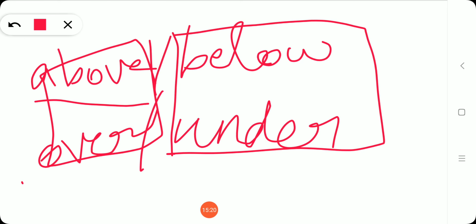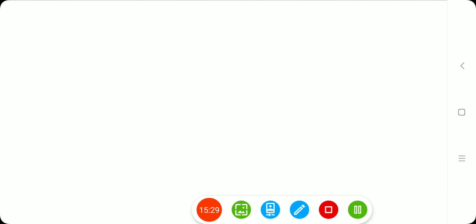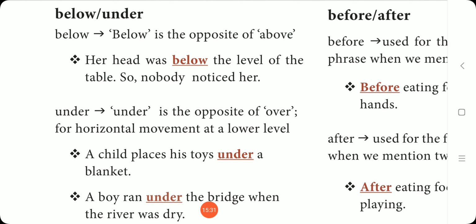Okay, you should not confuse. You have to look at the meaning of the sentence and then find what will be appropriate in those sentences. So below is the opposite of above. We have seen already. Her head was below the level of the table, so nobody noticed her.